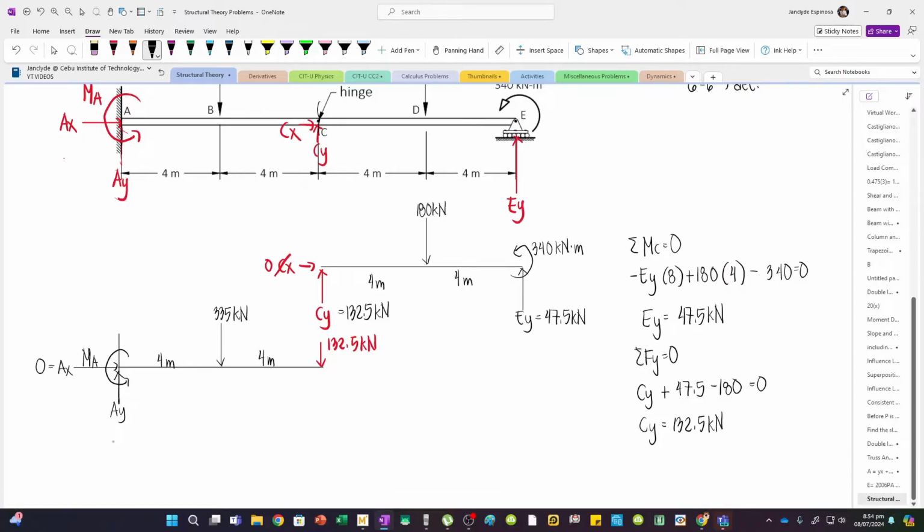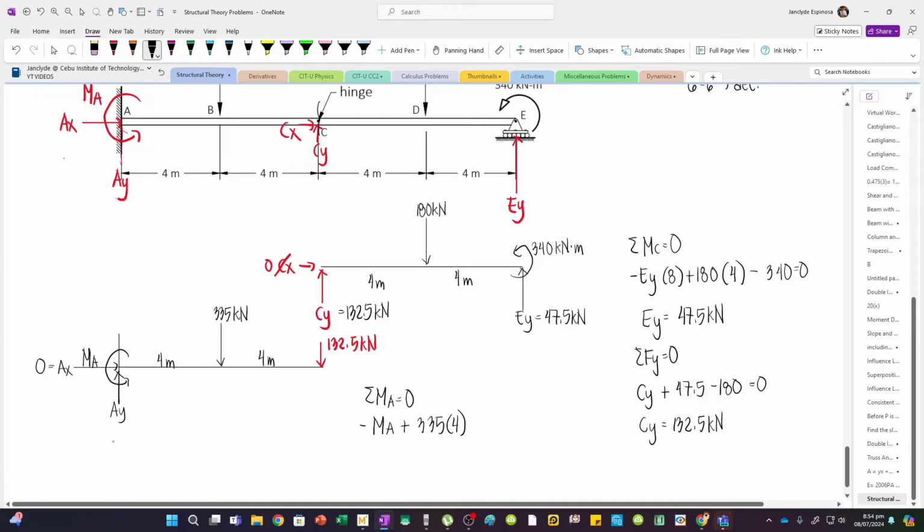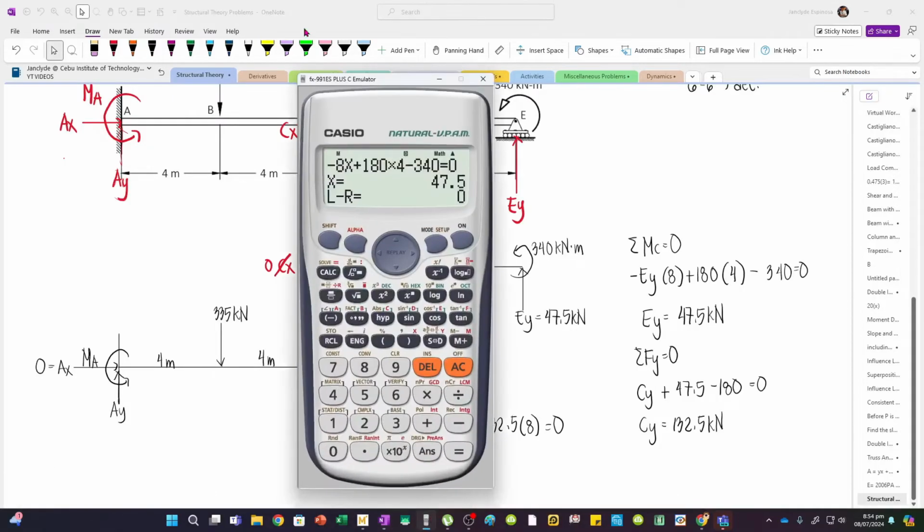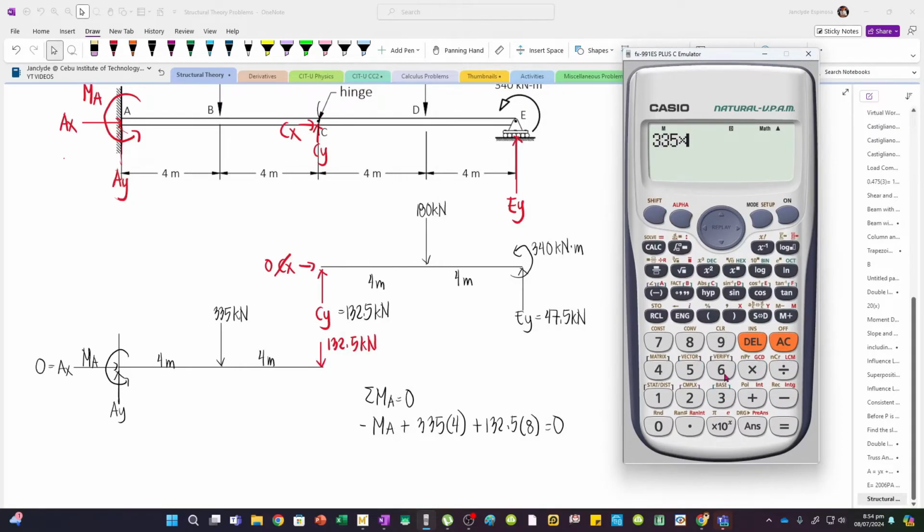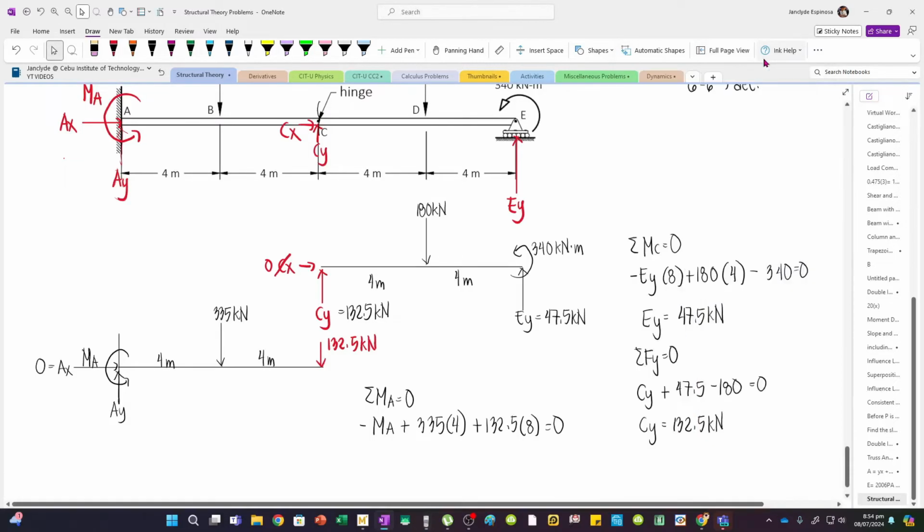Now we can solve the reactions. We can sum up moments about A to get MA. So we have MA, that's a counterclockwise movement, and then plus 335 times 4. By the way, this is minus MA, plus 335 times 4, and then plus 132.5 multiplied by 8. So setting that to 0, MA becomes 335 times 4 plus 132.5 times 8. So we have 2,400 kNm. And then this is acting counterclockwise because that's our assumption.